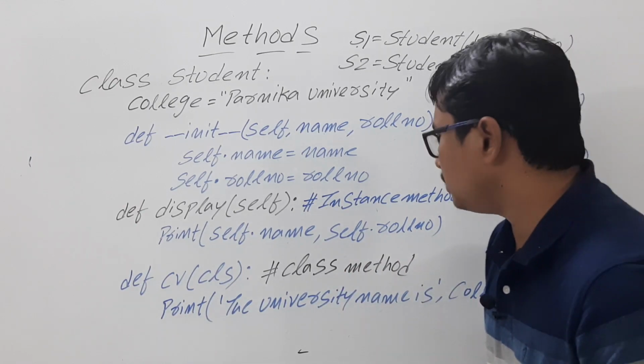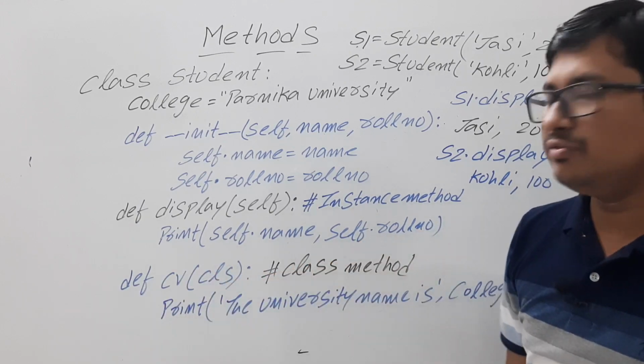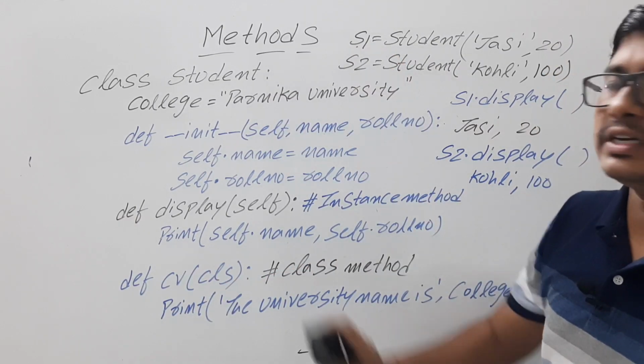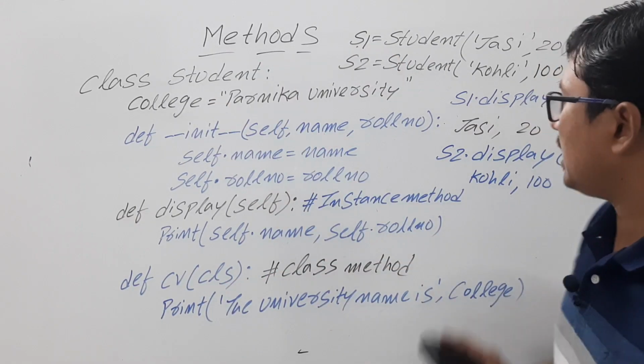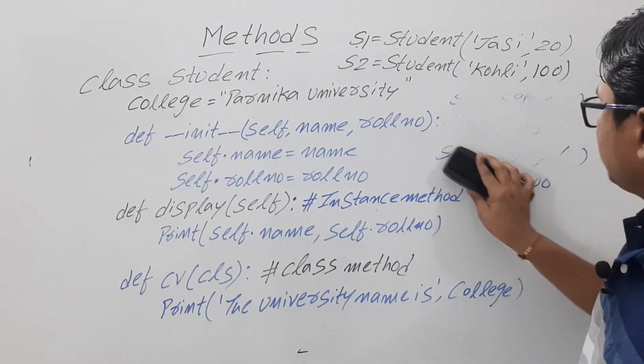Now what I will do is that I will try to access the class method called CV with the help of object and with the help of the class name called student. Then what will happen, we will discuss now.